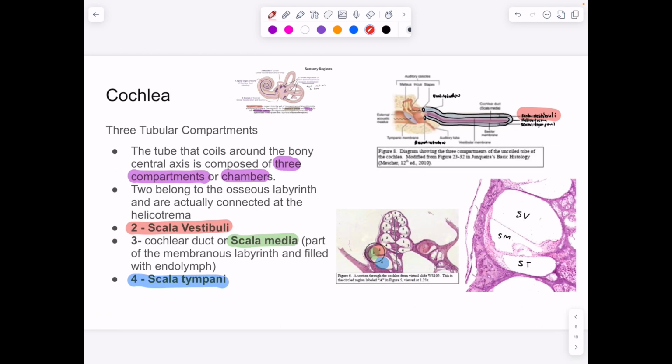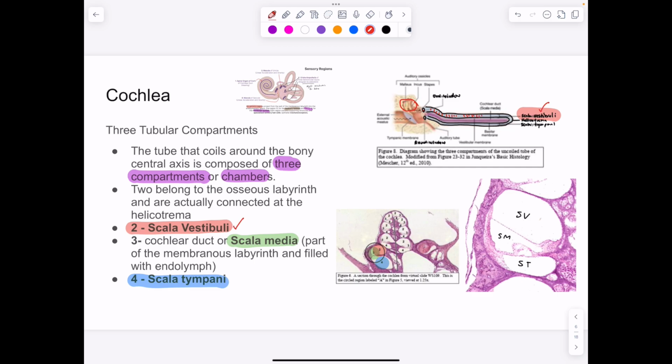All right, so then we have our 3 tubular compartments. When we started to talk about this, we said that the bones of the middle ear will hit the oval window, and that will be transferred into this osseous labyrinth compartment, which we call the scala vestibuli.